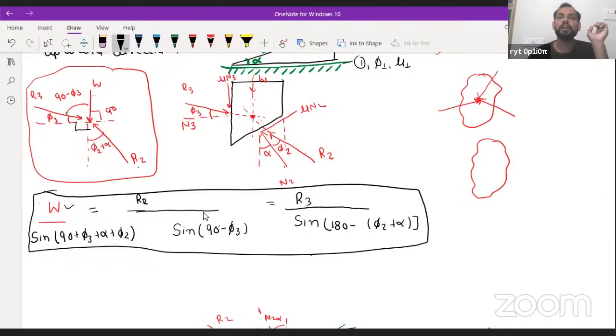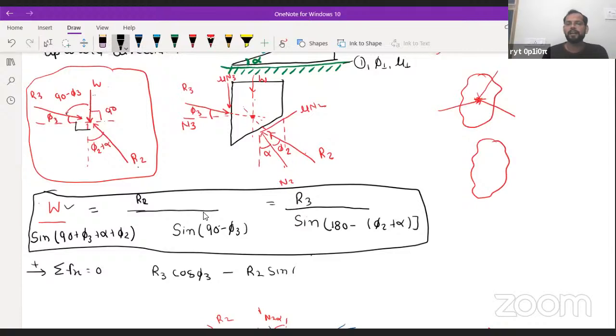Otherwise, you can use the concept of equilibrium of forces. So how can you use it? You will resolve the forces. I am writing here only one equation. In the same way, you can write another equation. For example, if I want to write the summation of Fx equal to 0 here, we are considering this direction as positive. So you can write R3 cos phi 3 minus R2 sin phi 2 plus alpha. This is one equation.